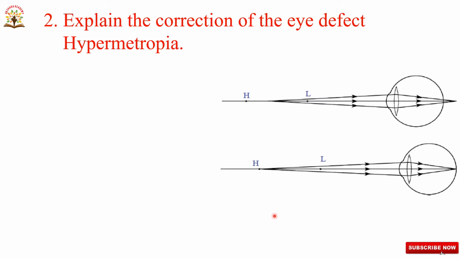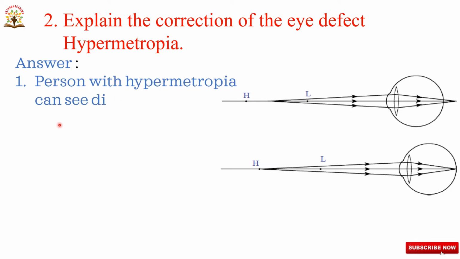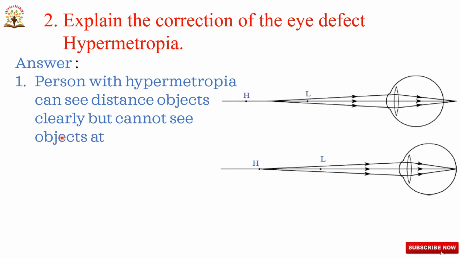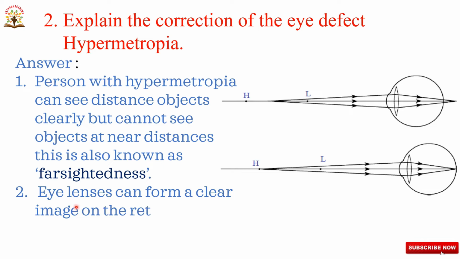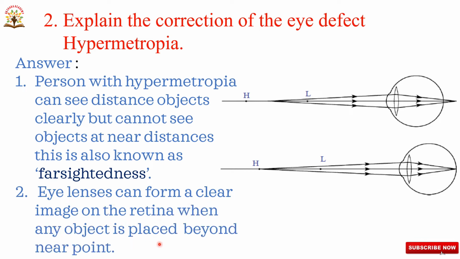Now we'll discuss what is meant by hypermetropia. A person with hypermetropia can see distant objects but cannot see objects at near distances. This is also known as far-sightedness. The eye lens can form a clear image on the retina when an object is placed beyond the near point.